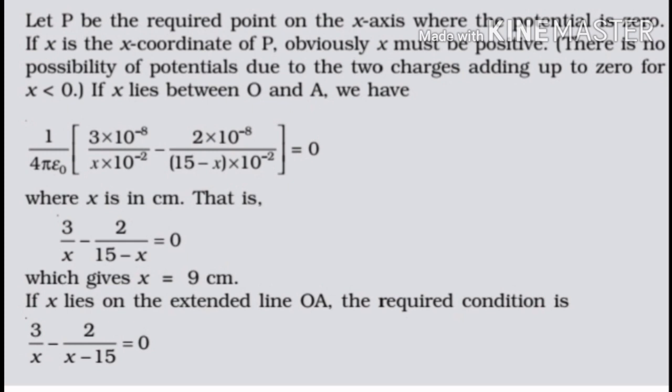See the next condition. If x lies on the extended line OA, the required equation is 3 by x minus 2 by x minus 15 equal to 0. So here, cross multiplication: 3 into x minus 15 minus 2 into x is equal to 0. Then multiply inside: 3x minus 45 minus 2x is equal to 0. Then you will get x equal to 45 centimeter.